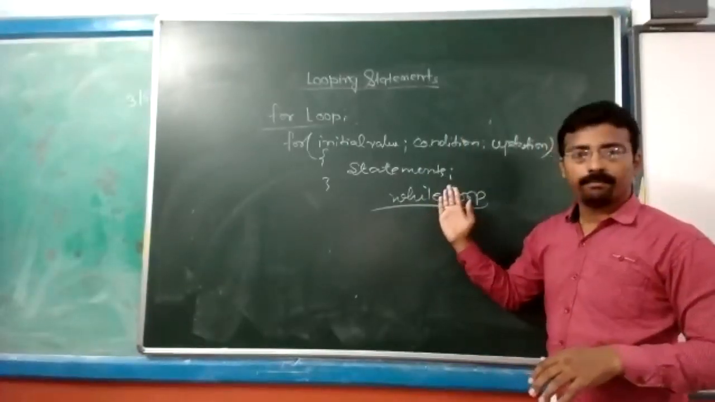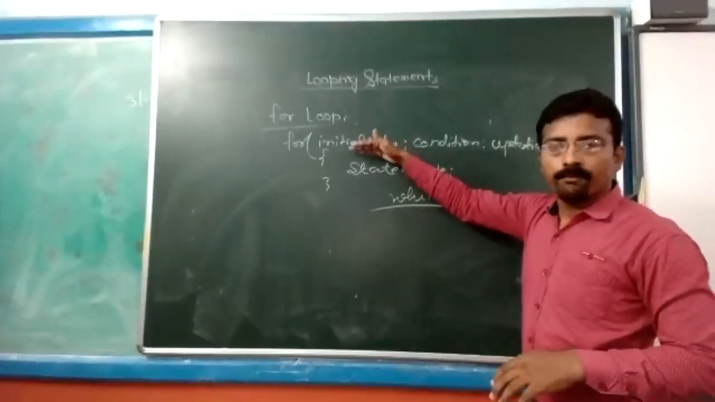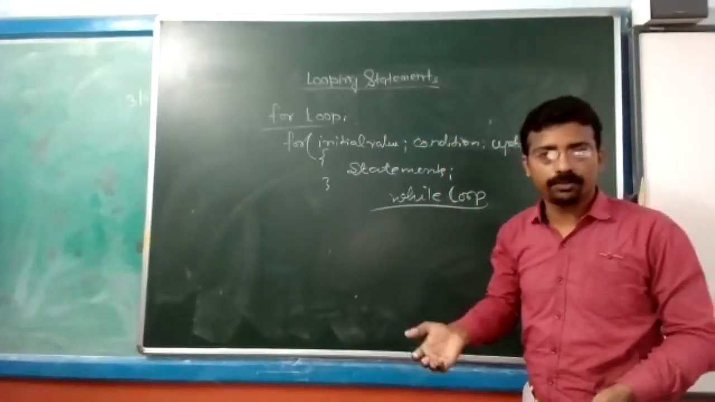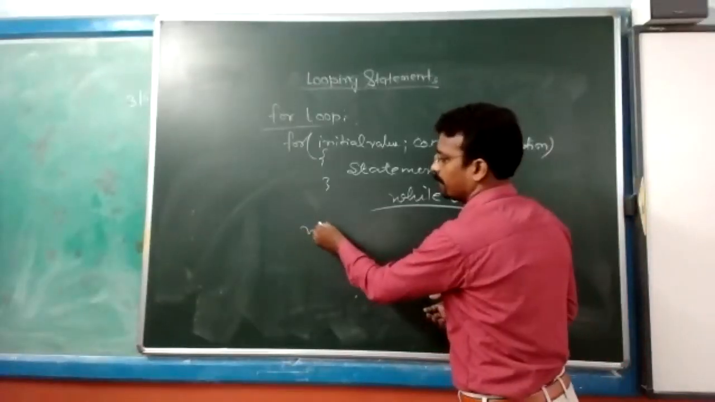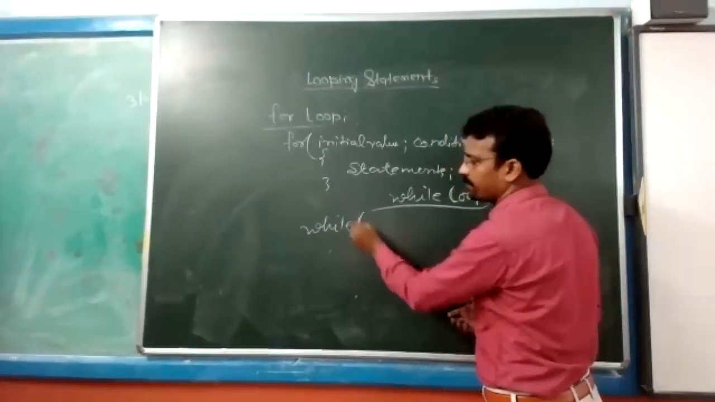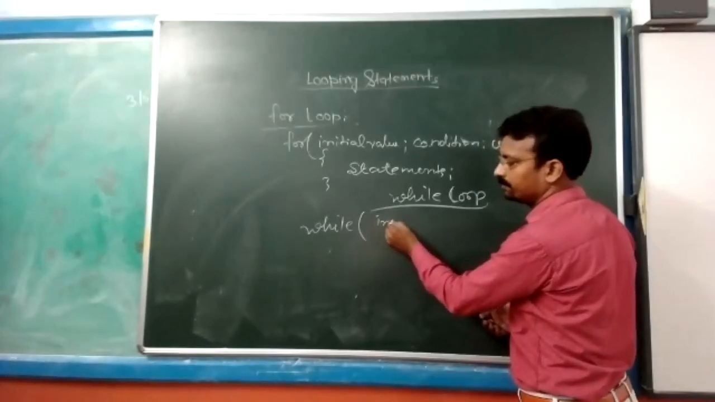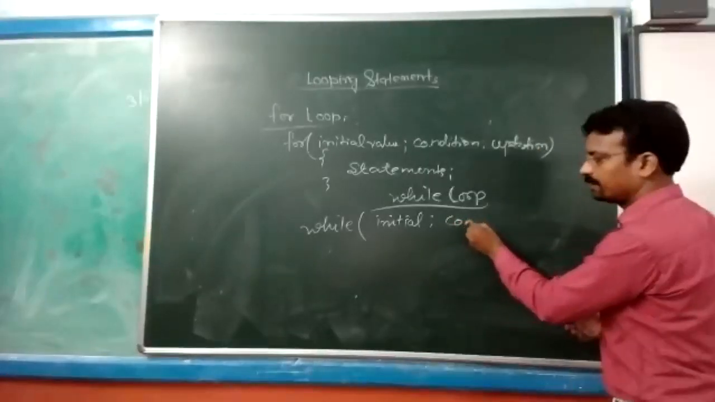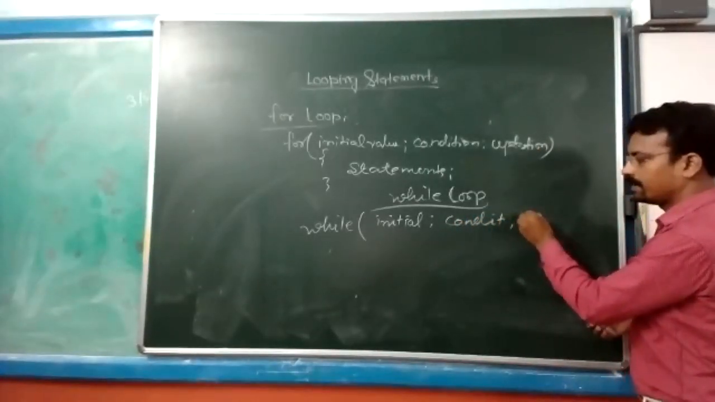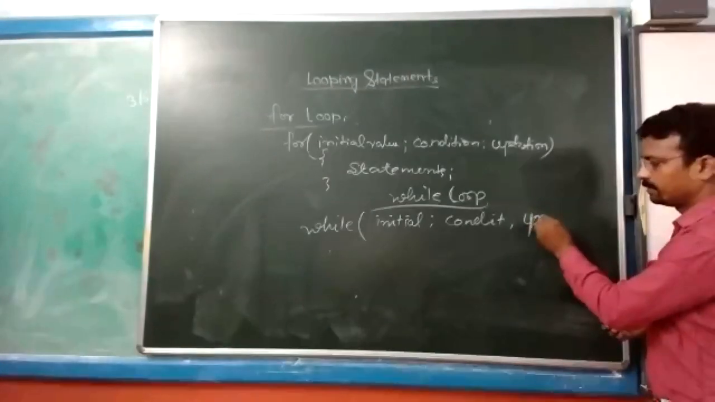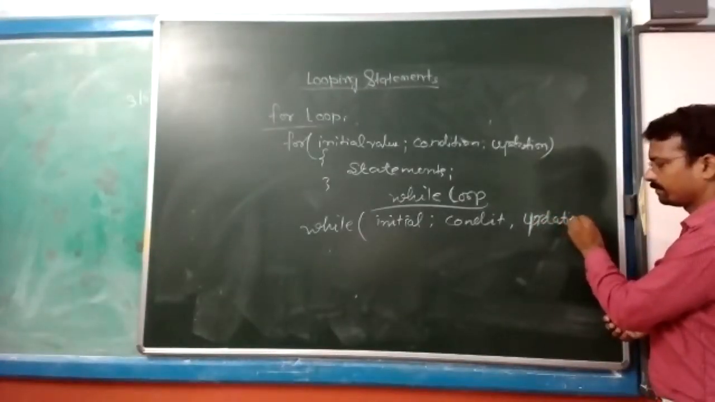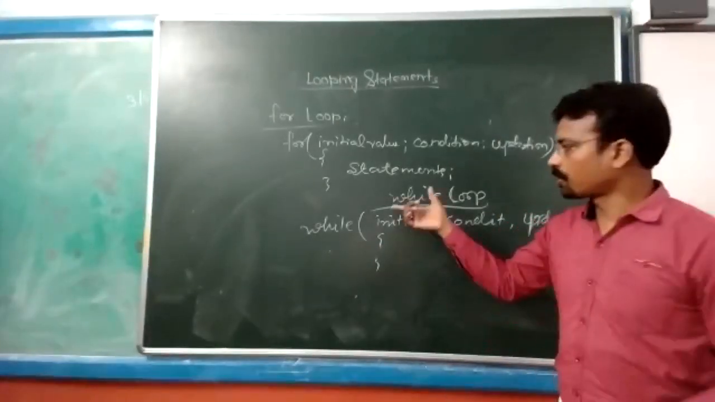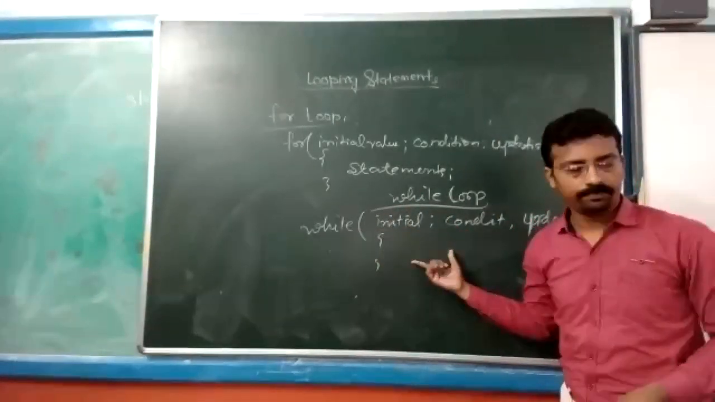But the important thing is that a while loop will also use the initial value, condition and updation value. How do they use it? You cannot write it this way. Many students try to write in an examination: while, initial value, condition and updation. Please don't write it by mistake. This is a wrong pattern of using while.